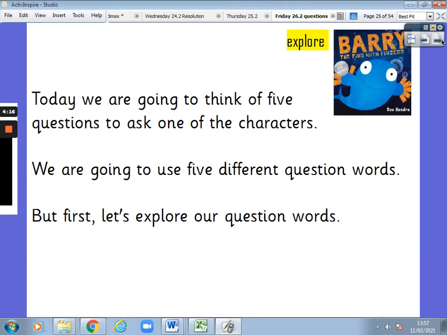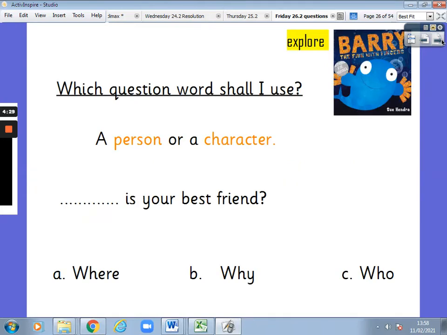Today we are going to think of 5 questions to ask one of the characters. We are going to use 5 different question words. But first, let's explore our question words. Which question word should I use? The answer that I am looking for is a person or a character.